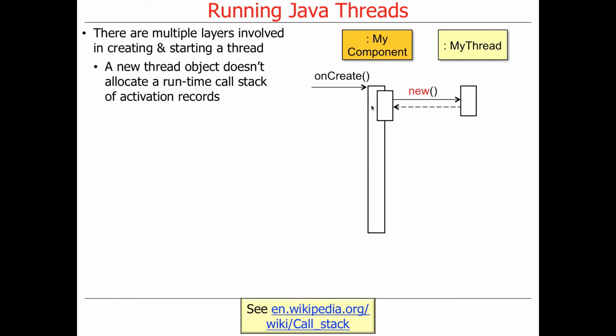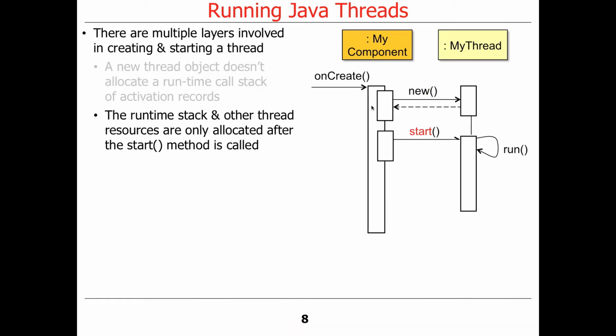When you create a new thread, when you say new MyThread or whatever, that actually doesn't do a whole lot. It just allocates an object that's going to be used to do the heavy lifting shortly. In particular, it doesn't allocate a runtime call stack of activation records, which is the stack that's going to be used to run and keep track of the methods that are called. This runtime stack and other thread resources are only allocated after the start method is called.